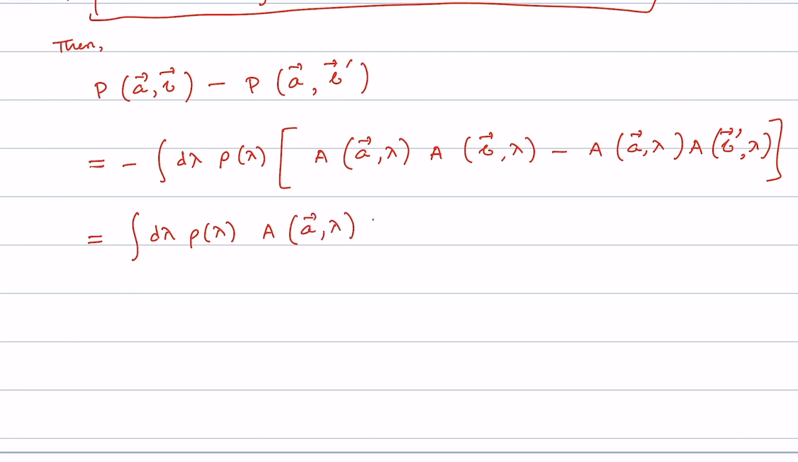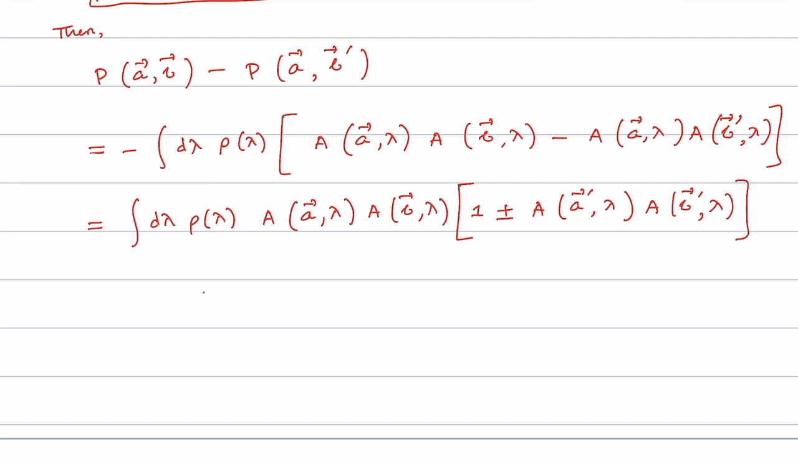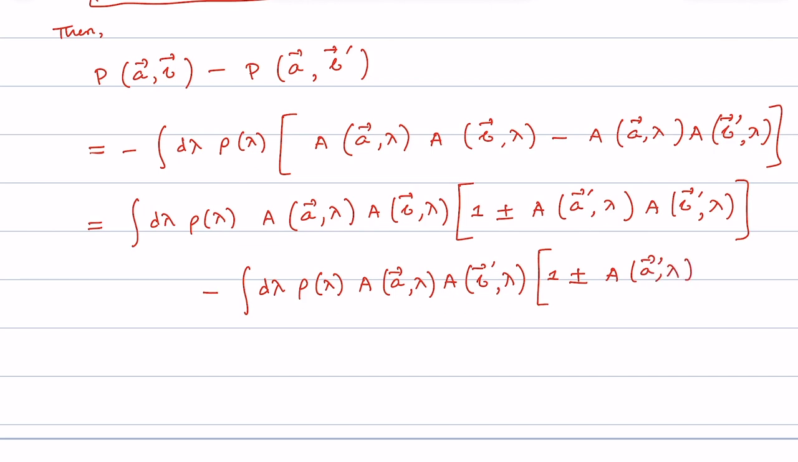A(lambda, a) B(lambda, b), and here I'm going to take that common, then I will get 1 plus minus A(lambda, a') B(lambda, b'). This is what I will have. Okay, of course there is another term also there, that is minus the integral d lambda rho(lambda) A(lambda, a) B(lambda, b'), and I have here 1 plus minus A(lambda, a') B(lambda, b). Okay, so this is what I'm going to have.